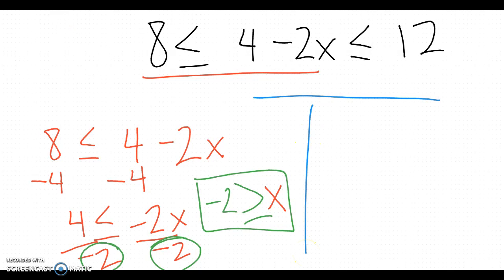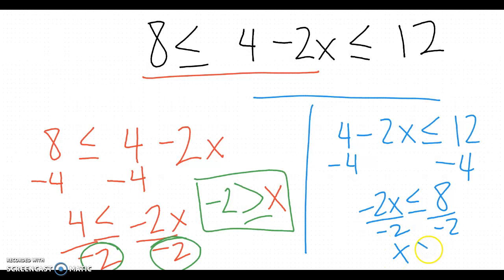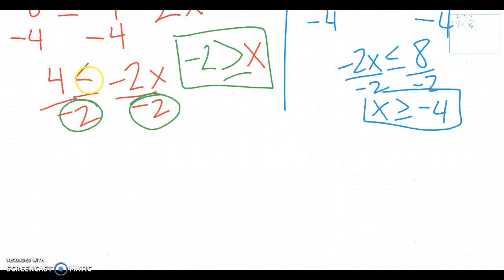And when I do this side in blue, I would have 4 minus 2x is less than or equal to 12. Minus 4, -2x is less than or equal to 8. Divide by -2. And again, I have to flip my sign. So then when I have to come back here and write this thing, I have to see which way everything's going. So I left blanks like this.